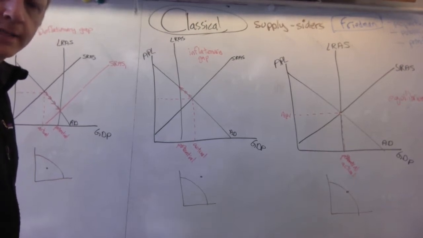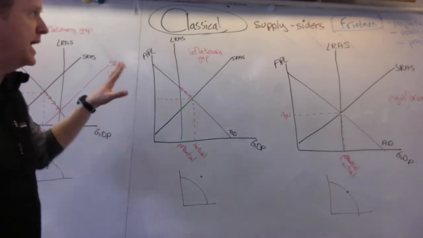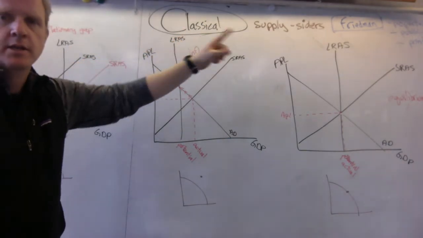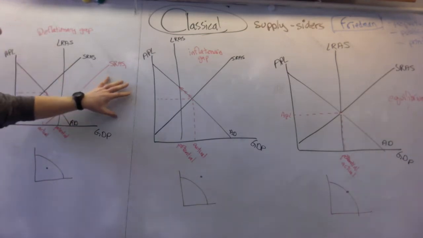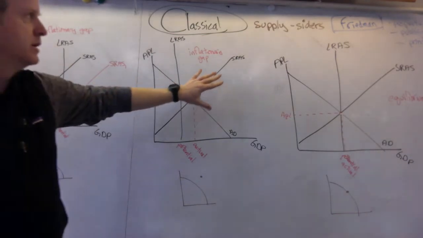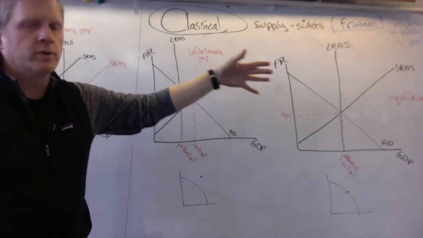Okay, so our next screencast, I should say, our last look at the classical supply side view of economics, is going to look at, again, three different examples of classical economic equilibrium or disequilibrium.